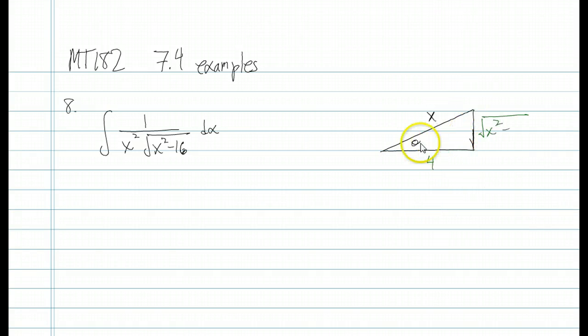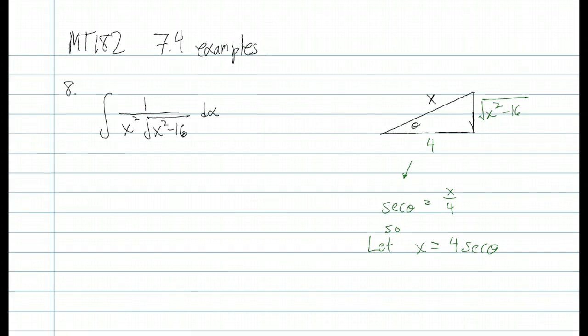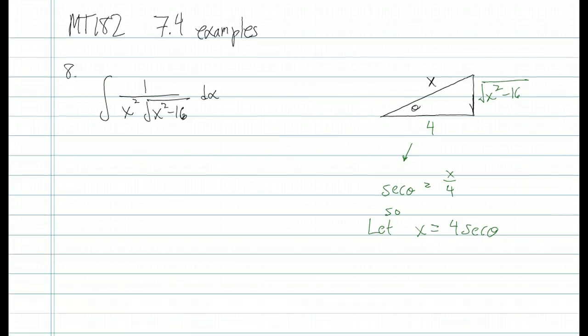However, then we would be looking at what relationship would be between x and 4. If it was on the height, it would be cosecant. Instead, it's secant. Secant of theta is hypotenuse over adjacent, so you get x over 4, and that relationship tells us what to let x equal when we're making our trig substitution. We're going to let x equal 4 secant theta. Now we take the derivative of each side, and we get that dx is 4 secant tangent theta.